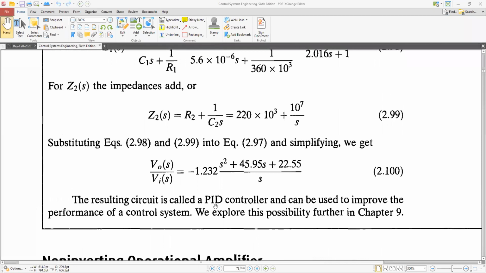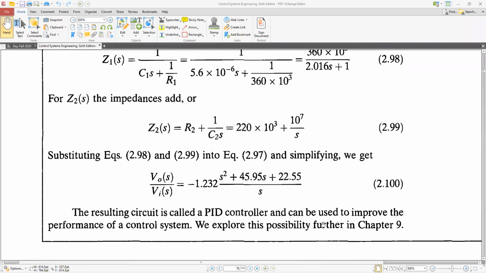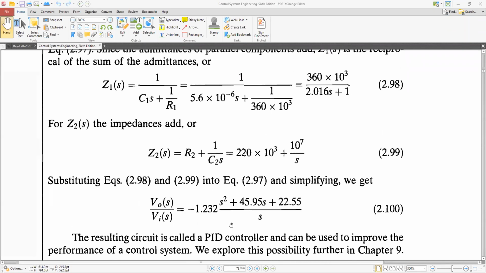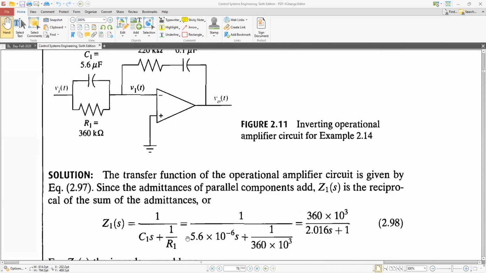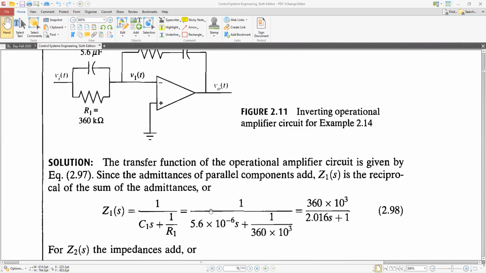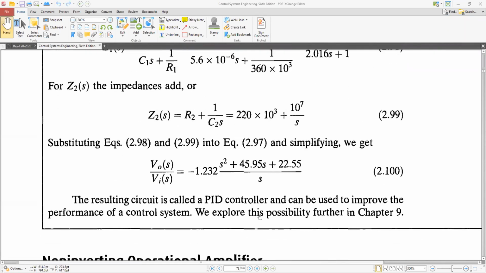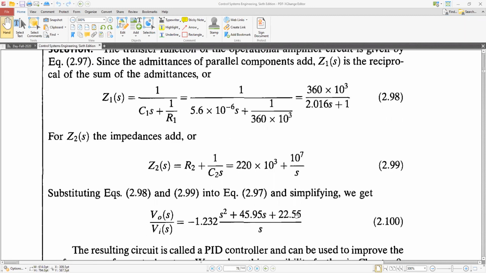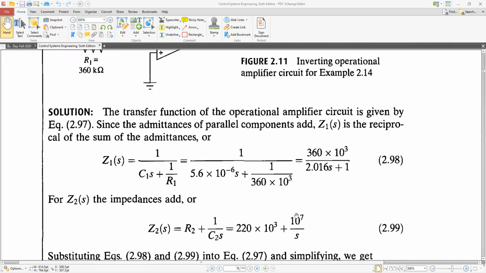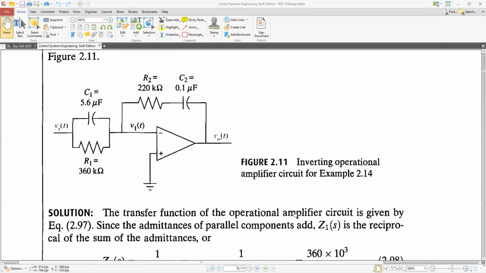The resulting circuit is called the PID controller and can be used to improve the performance of a control system. So that is the PID controller. We explore this in chapter 9. So remember, this kind of circuit is called the PID controller.